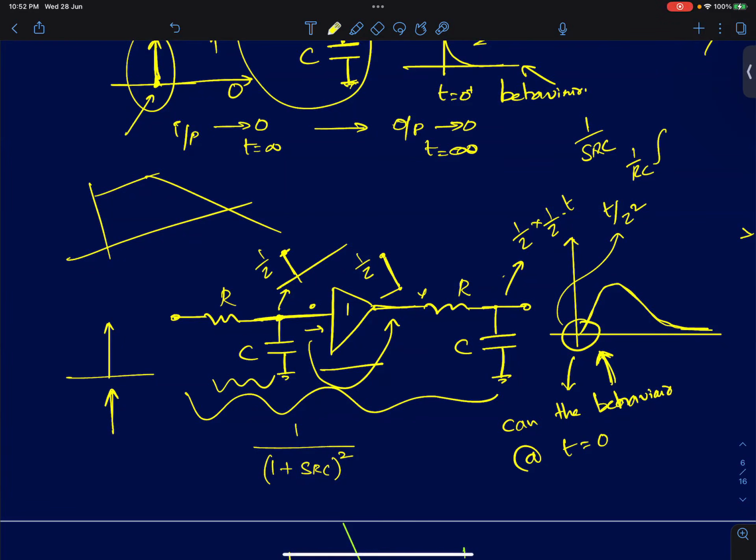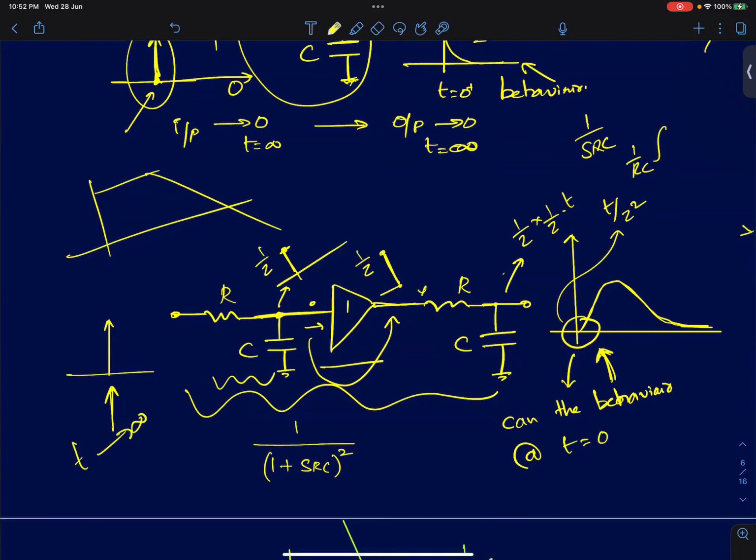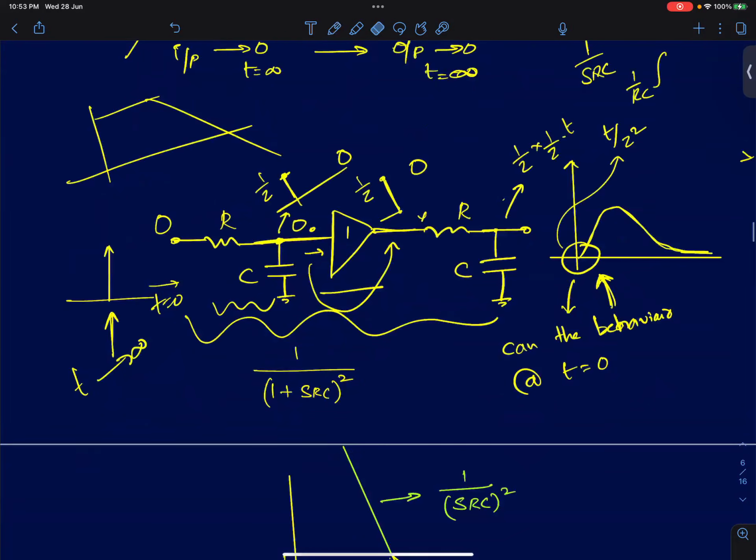Similarly, at t equal to infinity, the impulse input value is 0. So if I feed a 0 input here, we know the first order RC circuit DC gain is 1. So eventually you should expect this output to go to 0. Output will go to 0 in the steady state. So same way, because this steady state input is 0, this output will also go to 0. So what you know now is initially it starts off as a ramp function, t, and eventually it goes to 0. So this is how the response looks like.